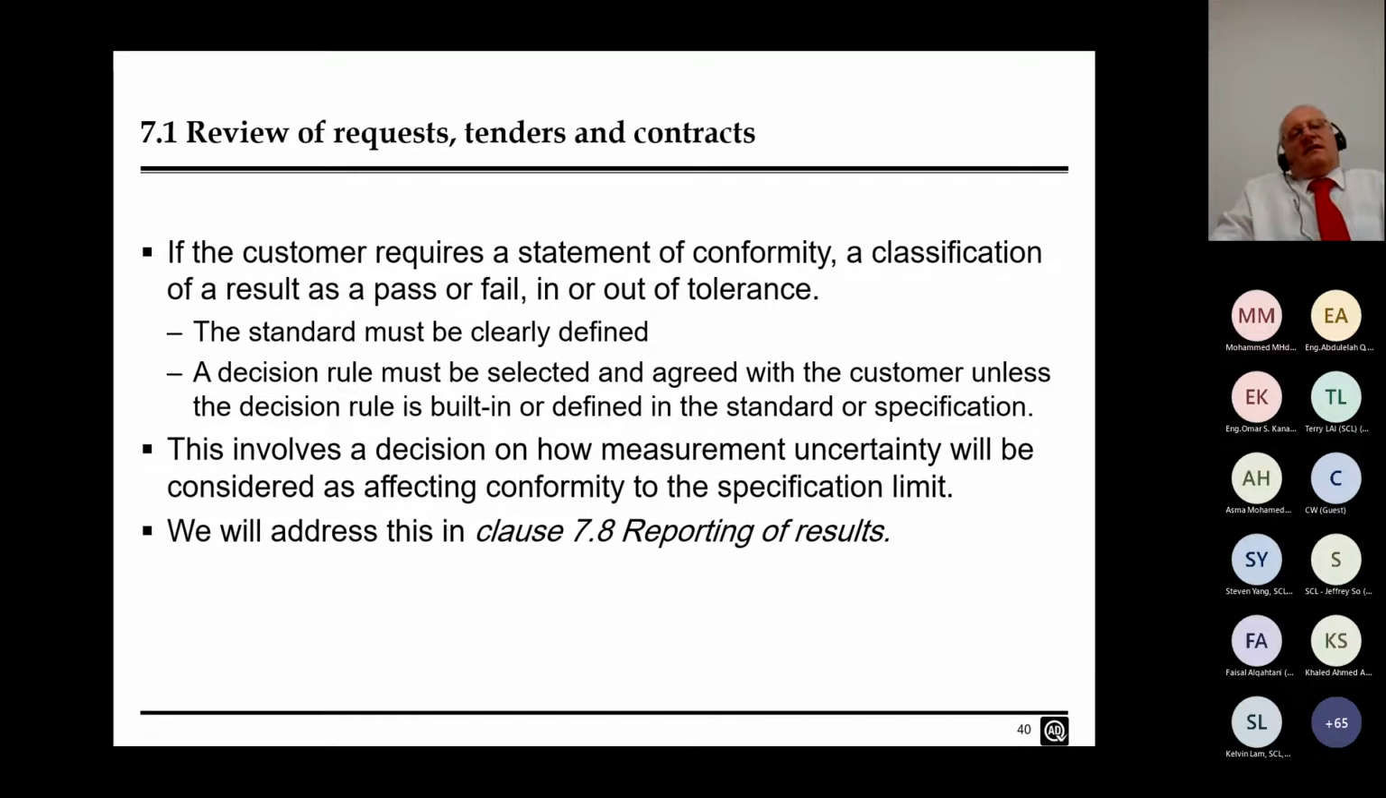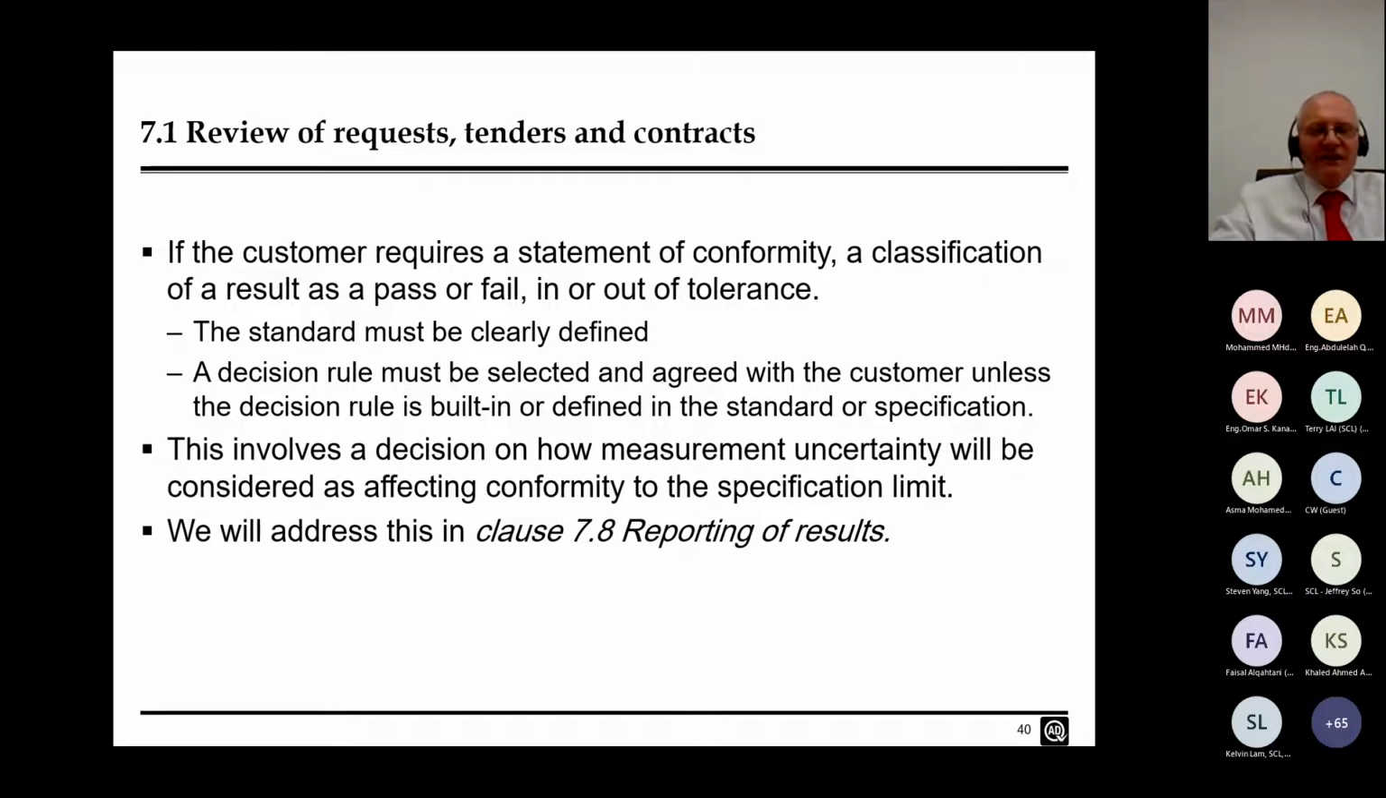Okay. The customer may require a statement of conformity, a pass-fail, or a class 1, class 2, or an in and out of tolerance statement. If they want this, there are things that must be clearly defined. You need to know what standard you're trying to pass or fail it against, and you need to understand the decision rule, unless it's defined in the standard or specification.